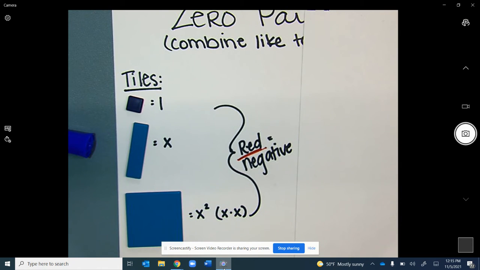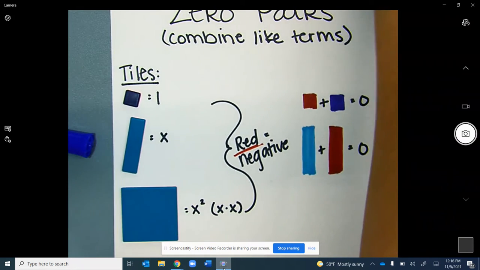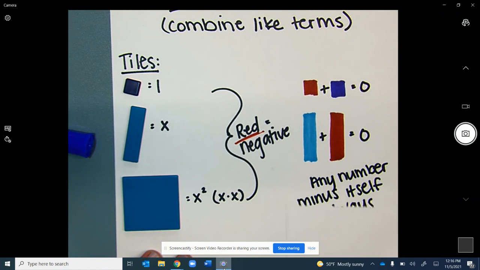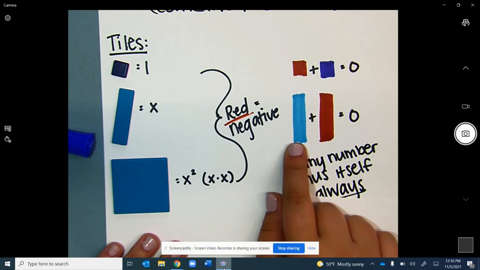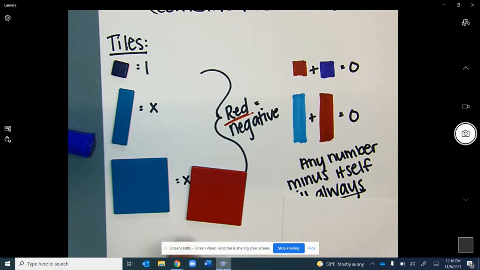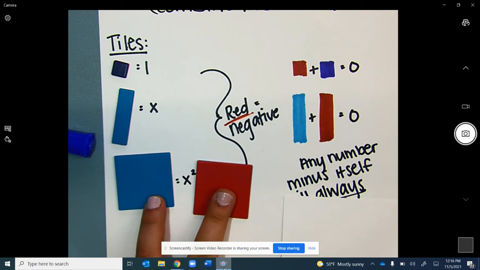So what does this mean for zero pairs? Well, if I have a -1 and a +1, right? -1 plus 1 equals 0. Same thing is true with x's. Now, I don't know the value of x, but if you think about it, anything minus itself, what is that going to equal? 0. So any number minus itself will always equal 0. So it doesn't matter if it's a positive x and a negative x, or a positive x squared and a negative x squared. Either way, if they are the same tile, but one is positive and one is negative, they're always going to equal 0.